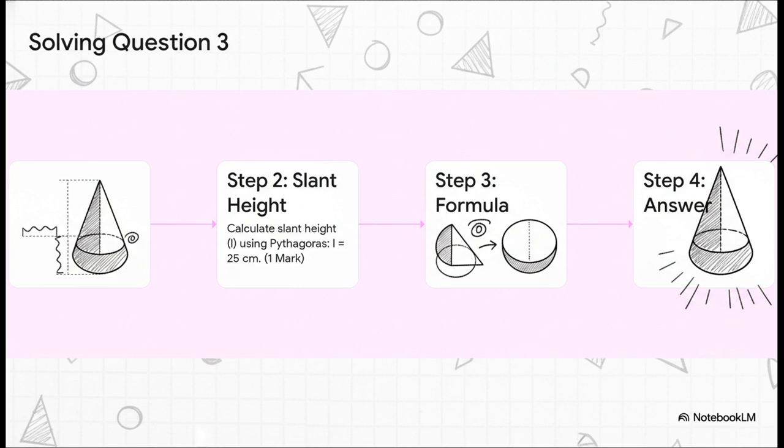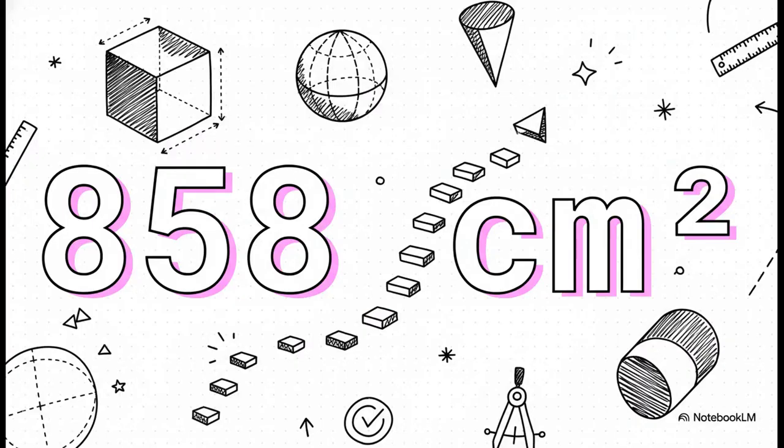Now we have everything we need. Step 3, set up the equation. Total surface area equals the curved surface area of the cone plus the curved surface area of the hemisphere. Step 4, just plug in the numbers and calculate. And the final answer is 858 square centimeters. Remember, every one of those logical steps gets you a mark, so show your work.